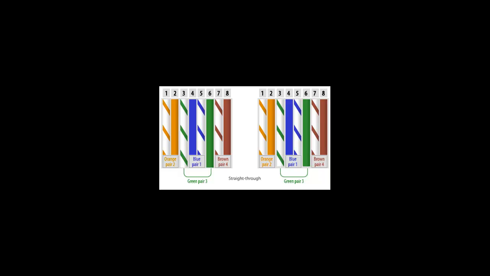Lastly, we'll look at a straight-through cable. As you will note, pins 1 through 8 on both ends of the cable remain the same. These cables do not cross over or roll over in any way. A straight-through cable is used to connect a switch to a router, a computer to a switch, or a computer to a hub.